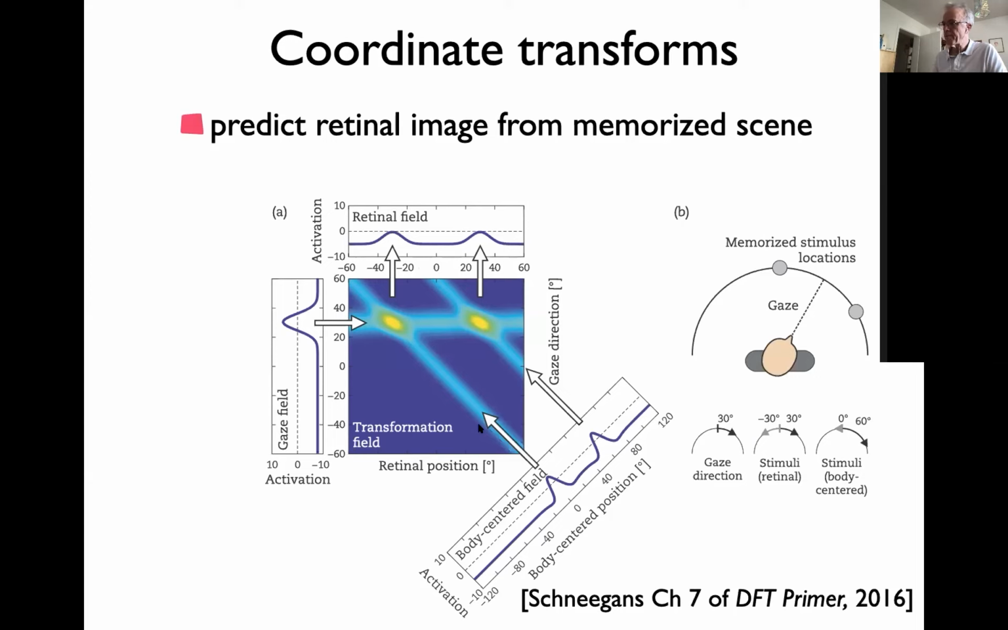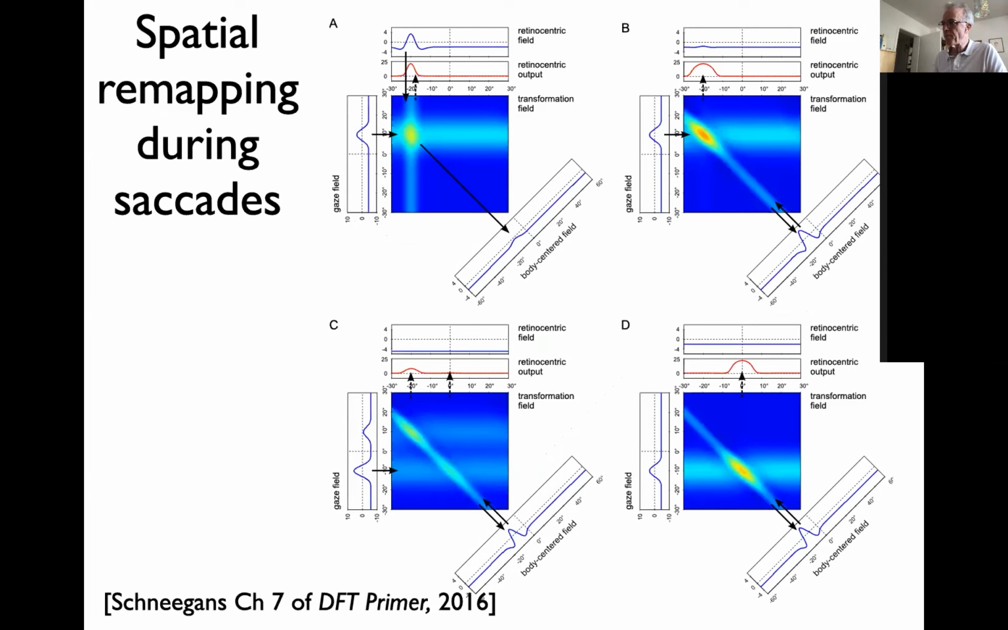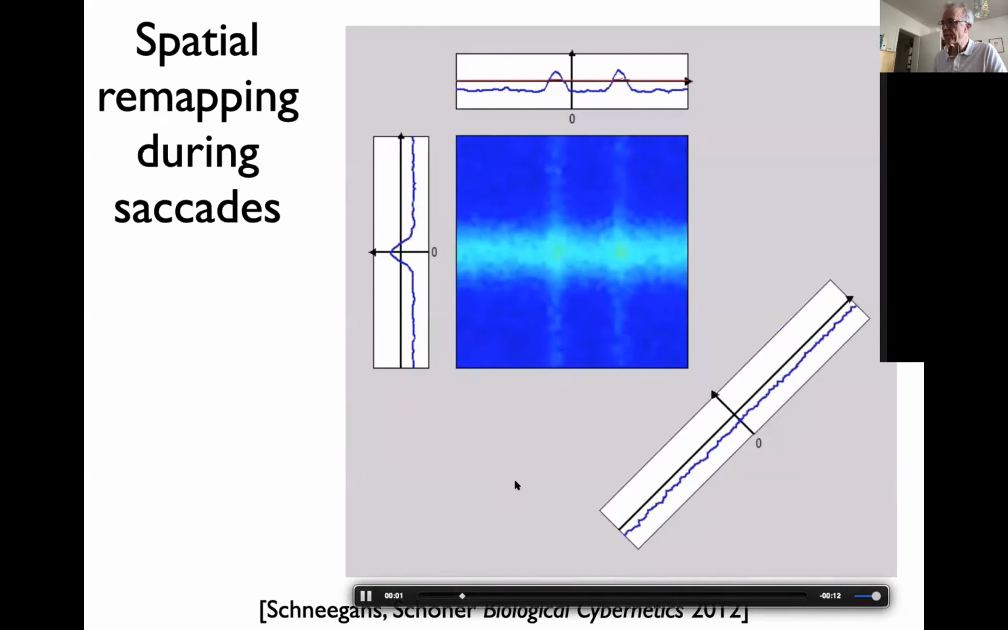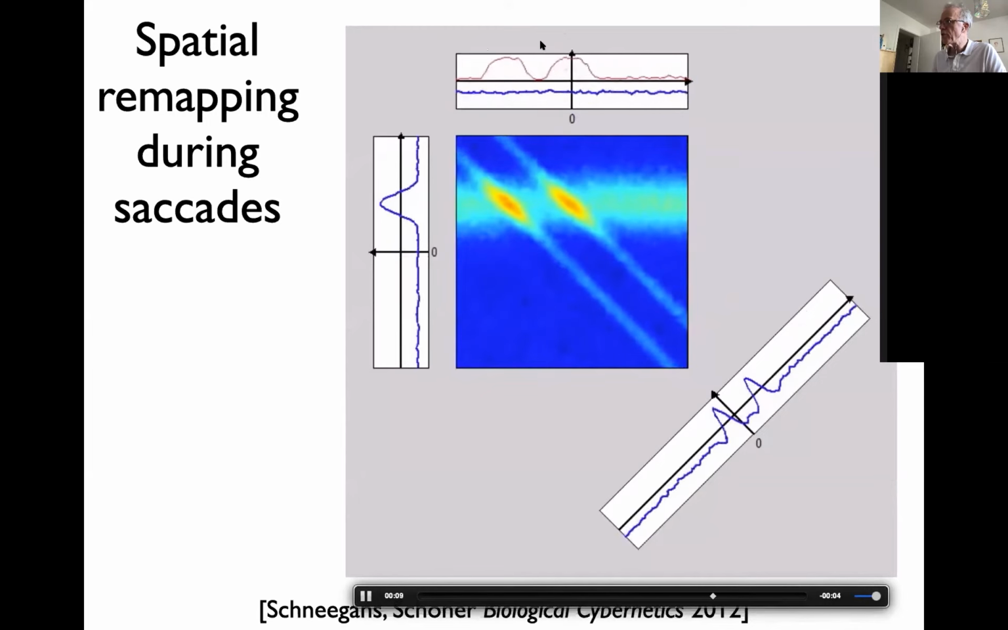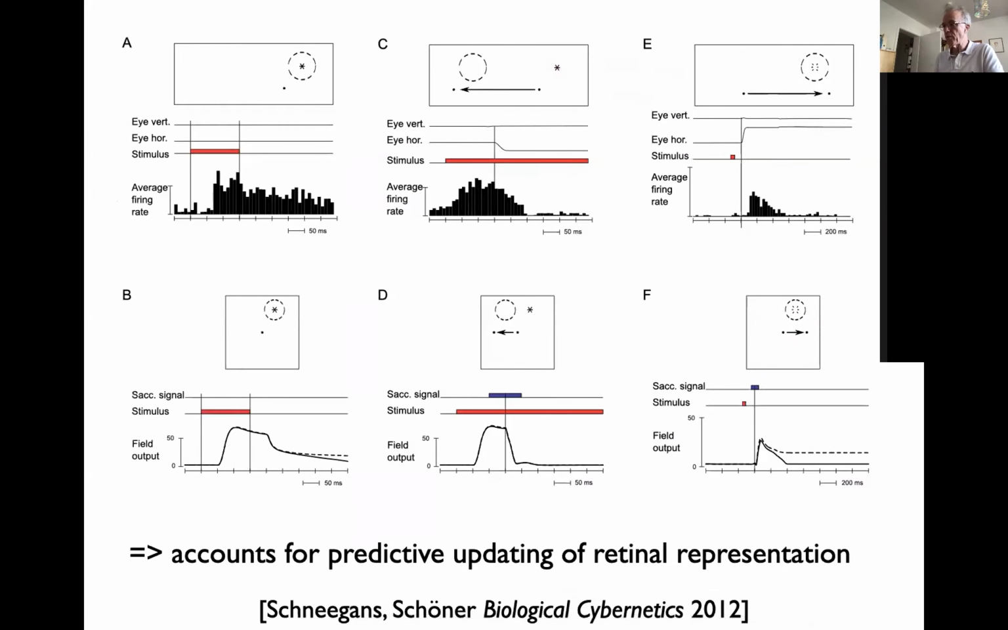And this actually is, I'll just show you the movie. This is an example where you put in a retinal stimulus, you know where it's on the body. Now you extinguish the stimulus, make a gaze shift, and so you're predicting where on the retina the stimulus would be if that you earlier saw. And that turns out to be something, again, that is neurophysiologically real.